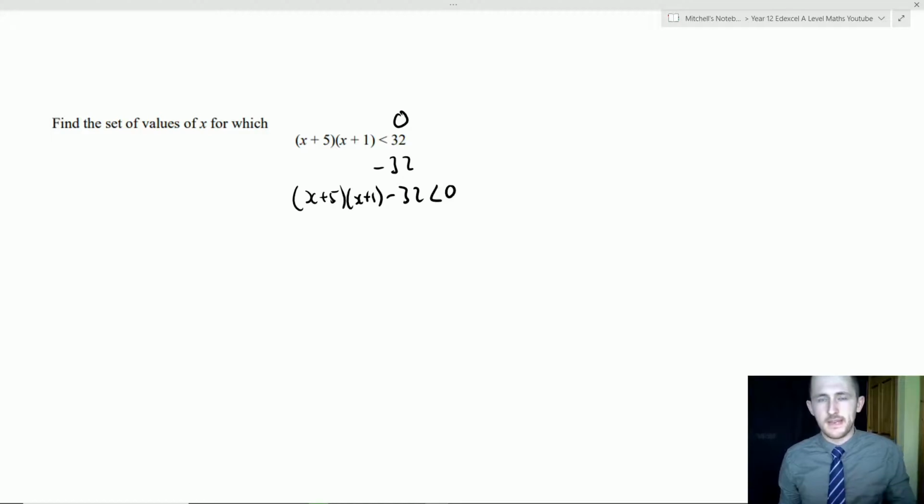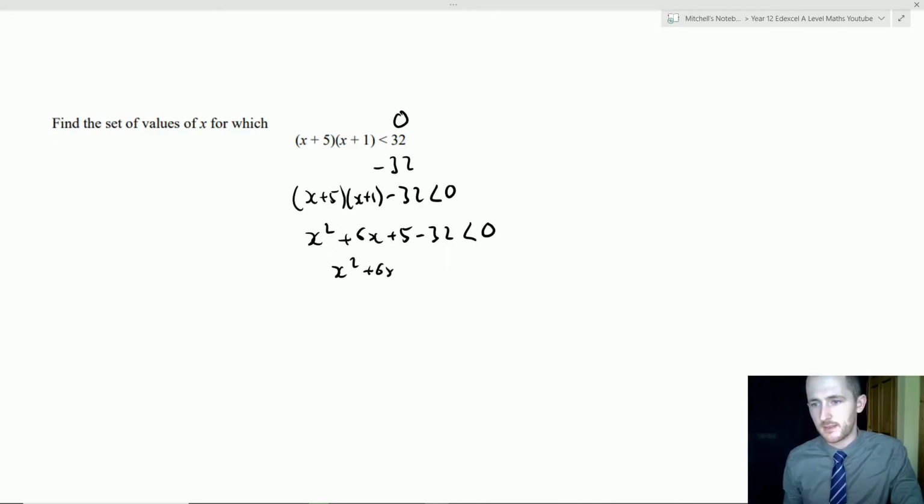Next, we now need to refactorize this. So we need to expand the brackets and then refactorize it. It's a bit annoying, but you know, it is what it is. x times x gives me x squared. Then I have plus 5x plus x, which would be plus 6x, plus 5 minus 32 is less than 0. So once again, plus 6x. 5 minus 32, that should be minus 27. Yep.